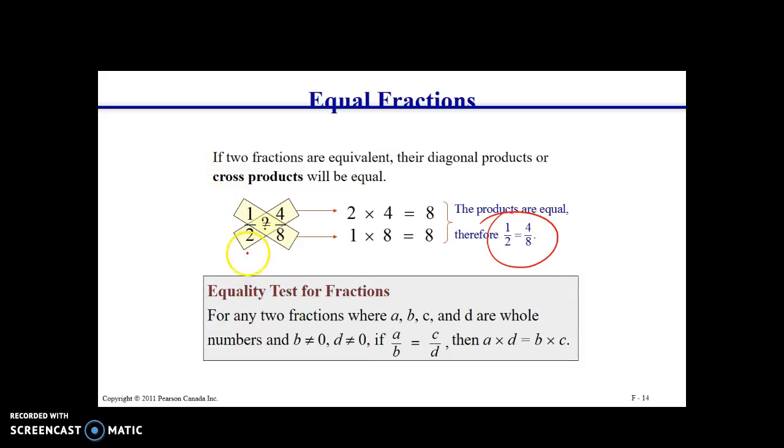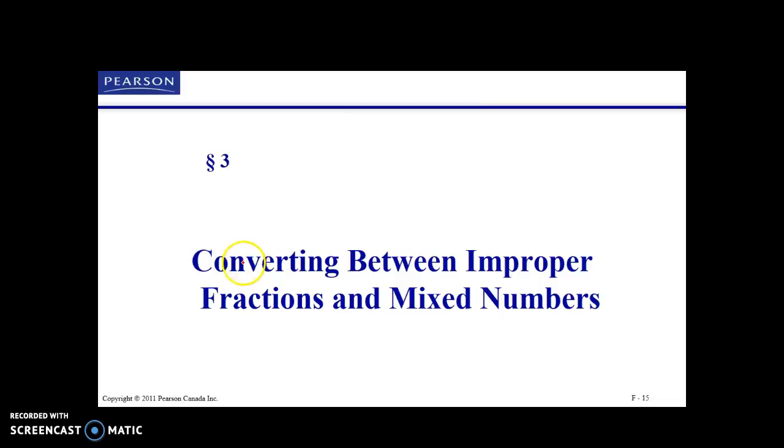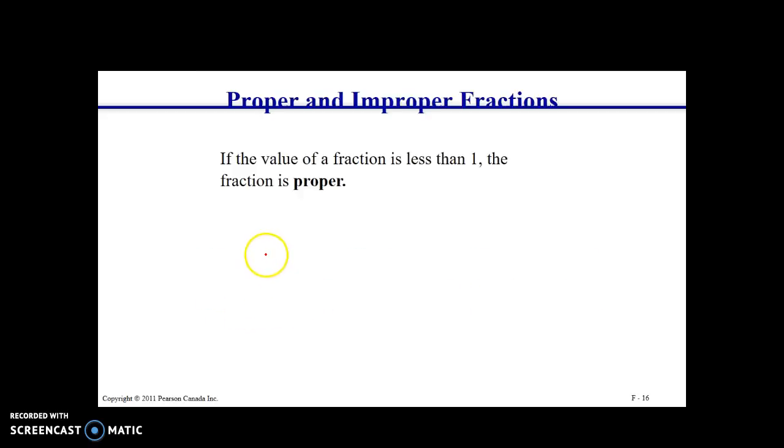Okay? Just multiply the cross products. If they're the same, then you're good to go. Next, let's talk about converting between improper fractions and mixed numbers.